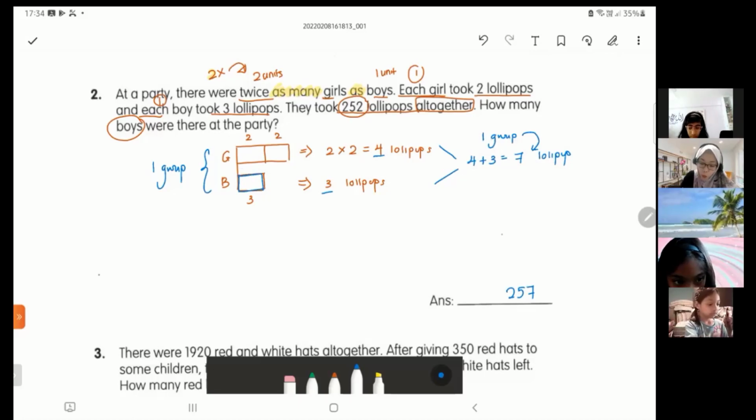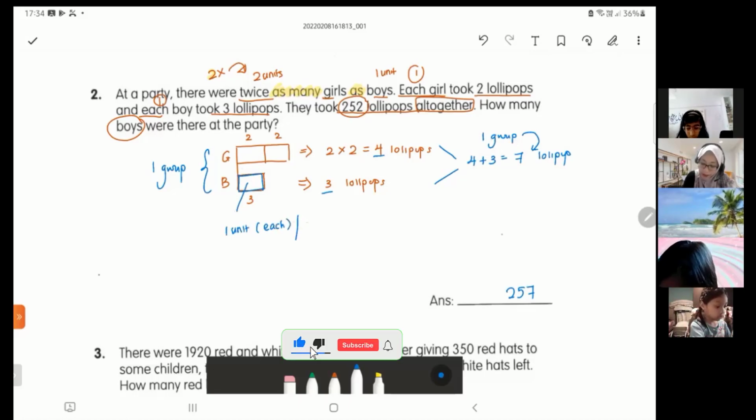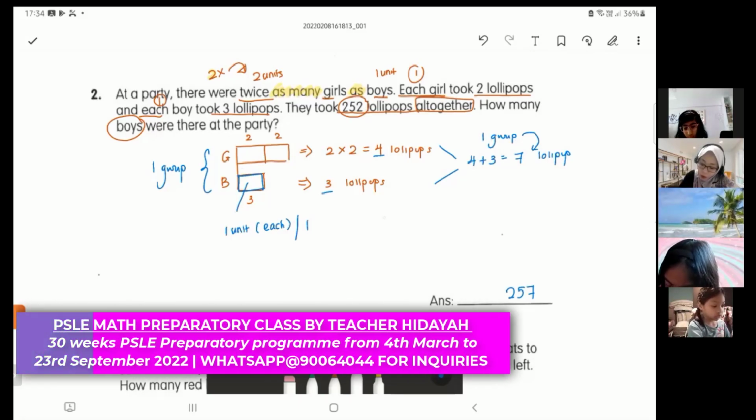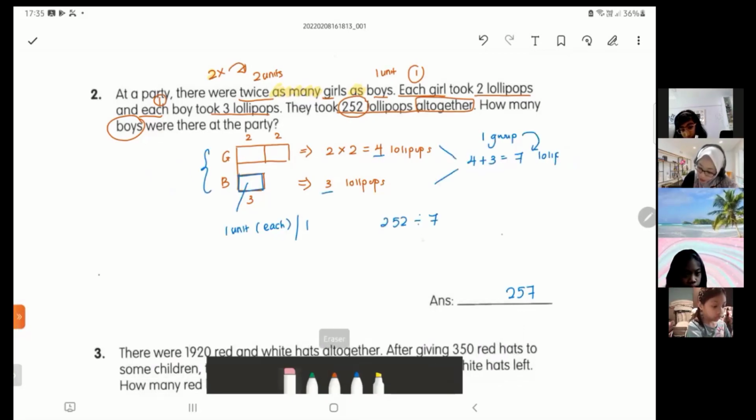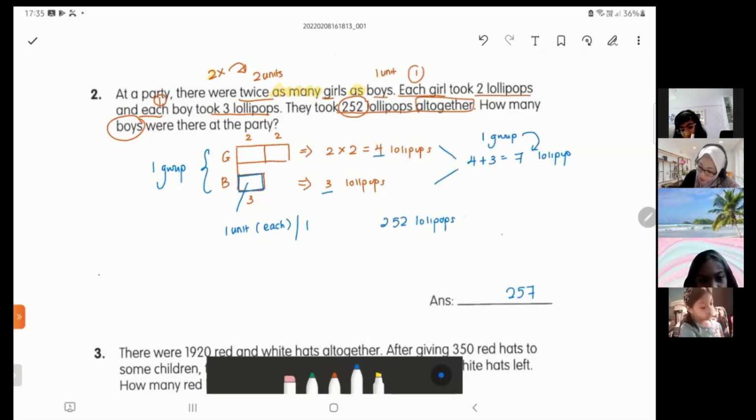And whenever we say one unit, it is as good as finding each, right? It's like finding each or finding for one. What do I do to find each or one? Divide. So I take 252 divided by the total 7. Why? Because if you want to write properly, this is 252 lollipops divided by 7 lollipops equals 36. 36 boys. Answer.